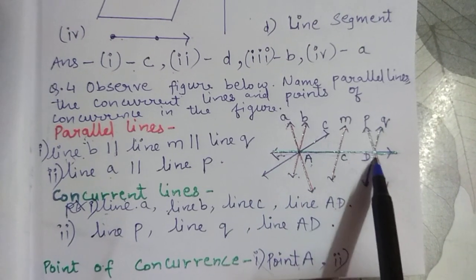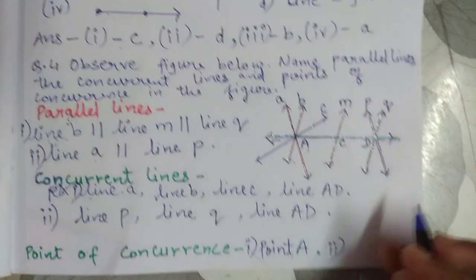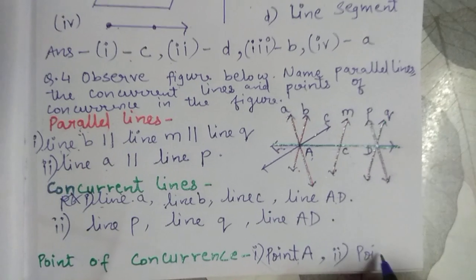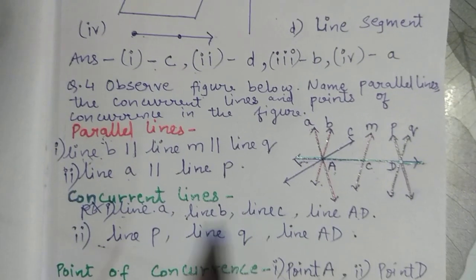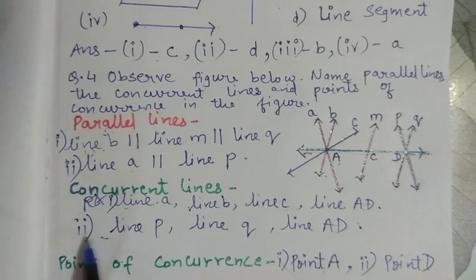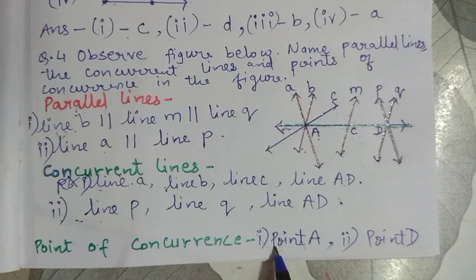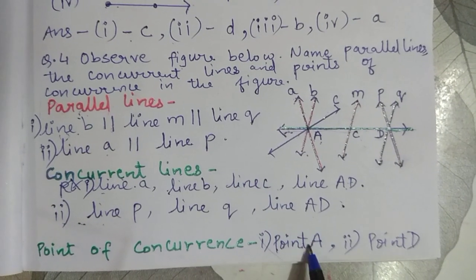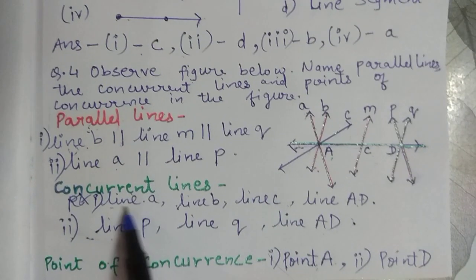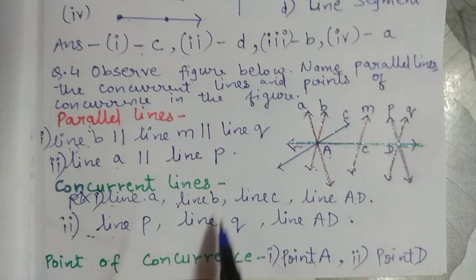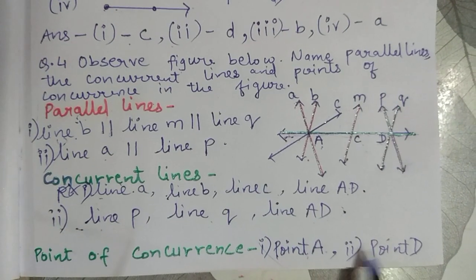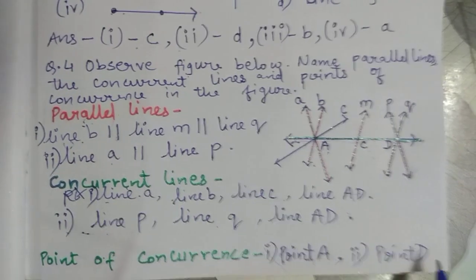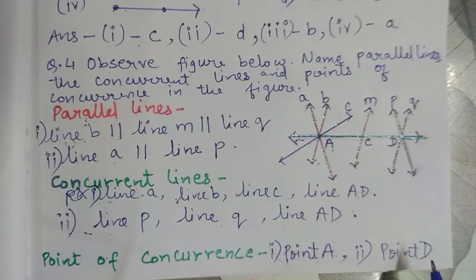Fine. Now P, Q, and AD meet at which point? At point D. So this is point D, second one. Now suppose if the second set we have written first, so here in your answer part, what you will write? Point D first. If this set of line you have written next, so what you will write? Point A as the second. Okay, thank you.